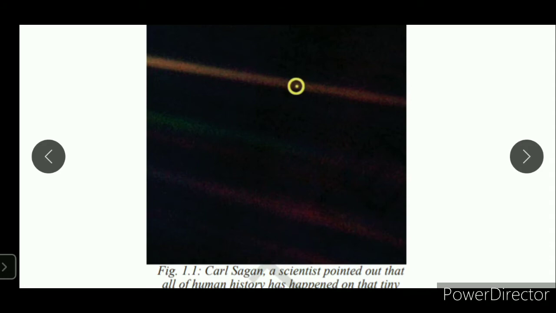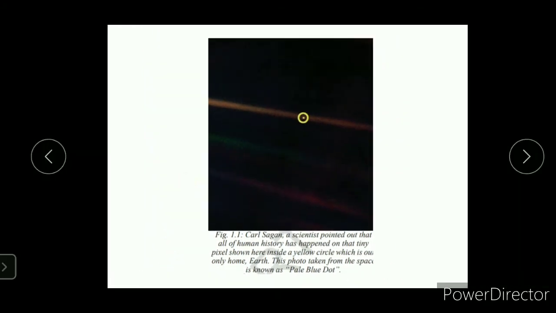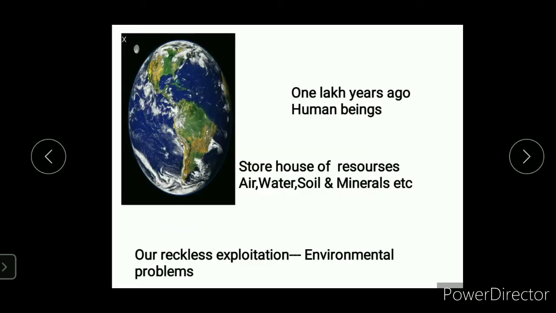Pale blue dot. One amazing point is that all of human history started in that tiny picture that is our Earth. So let us try to know many important points related to this pale blue dot, that is our Earth. It is a photograph. And see, this is our Earth. How beautiful it is.